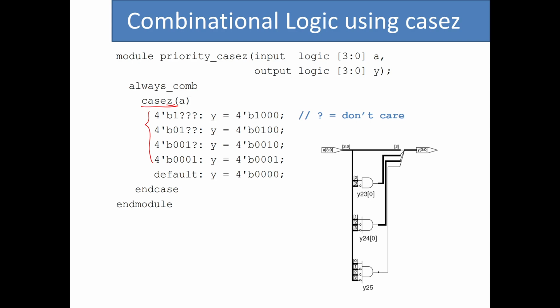So cases and case statements are very powerful tools. We can basically completely copy a truth table inside a module without the need to actually come up with the Boolean equations for that module.